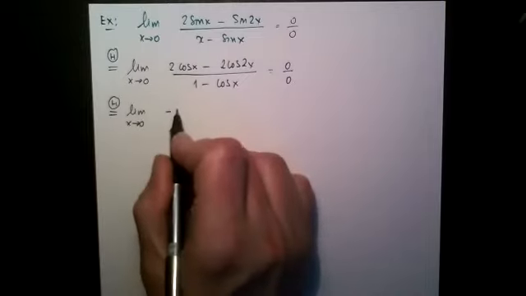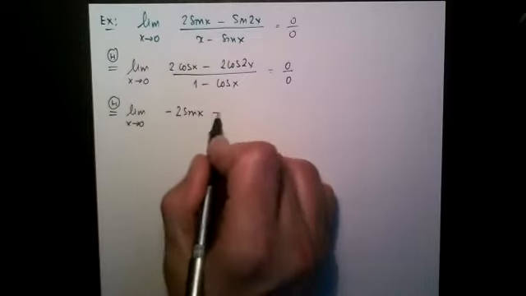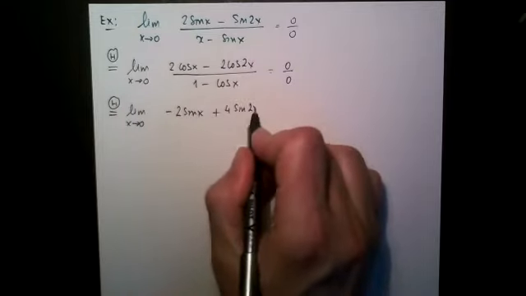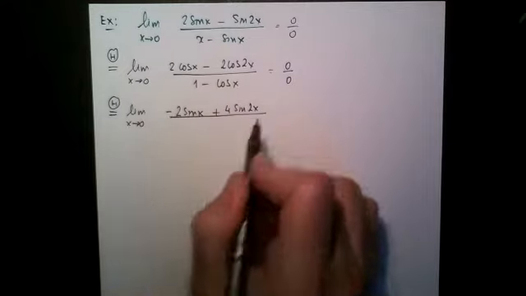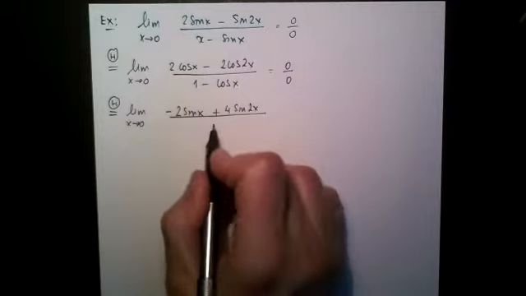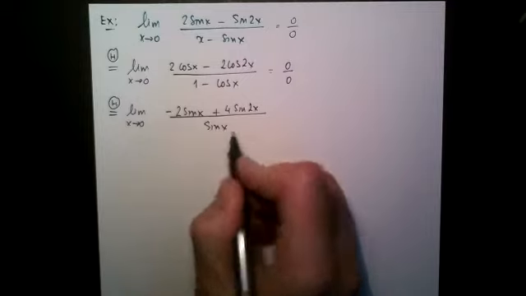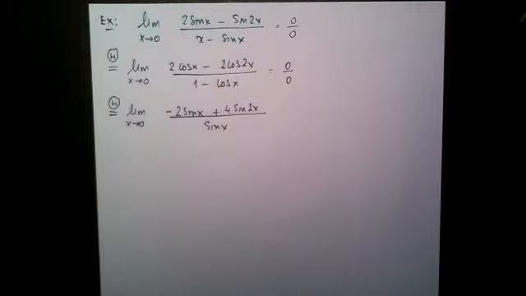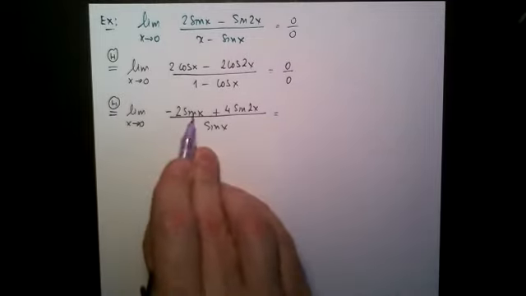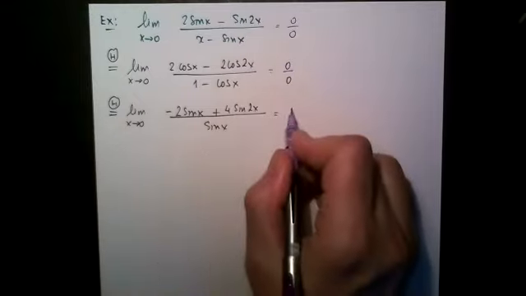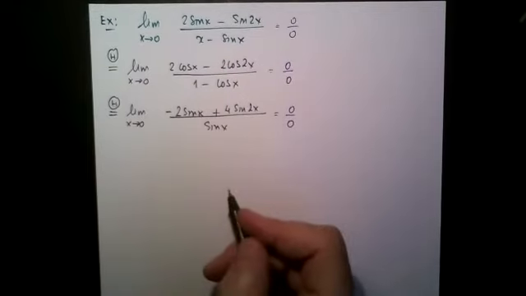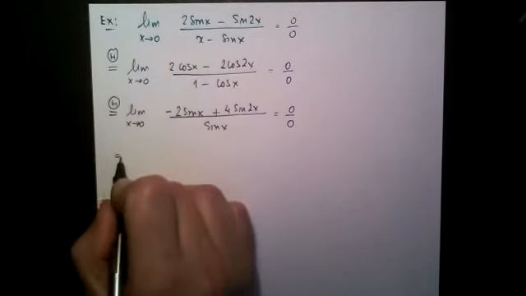So this will be negative 2 sine x, and then plus 4 sine 2x. And on the bottom, the derivative will be sine x. So I'm going in circles here, because again, I'm going to put in 0 and I'm going to have 0 over 0. So let's do it again.